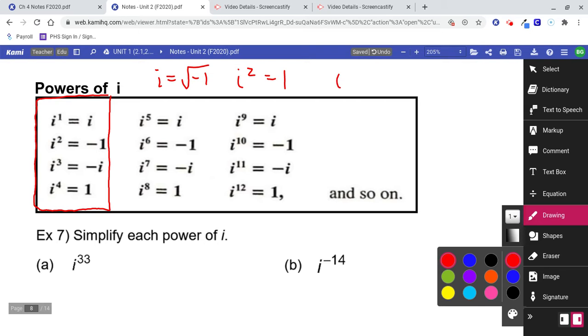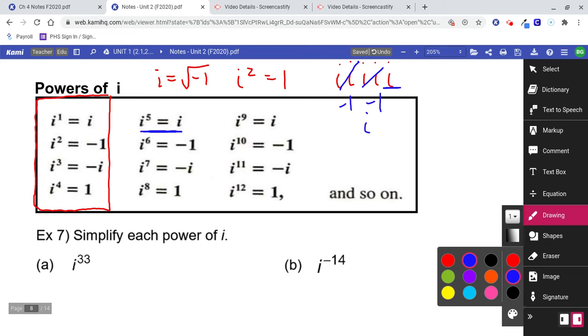If I had i times i times i times i times i, you could put some together, and i squared right here is negative 1. And here's another i squared, that's another negative 1. Negative 1 times negative 1 is positive 1. And then you have this other i left over. So that's i. That's one reason why i to the 5th is equal to i, because you've got so many of those i squareds inside of it.